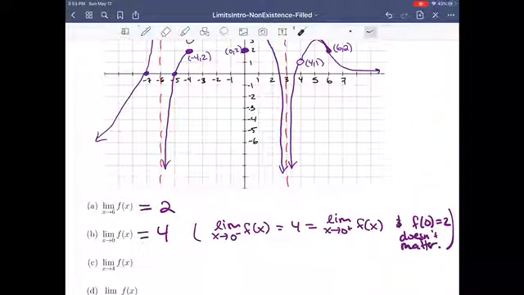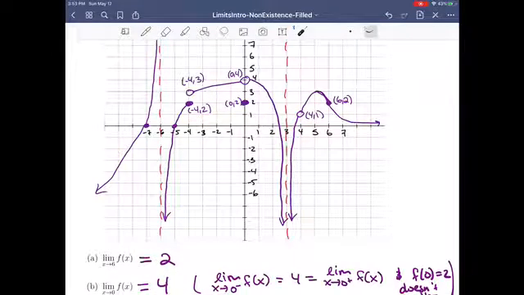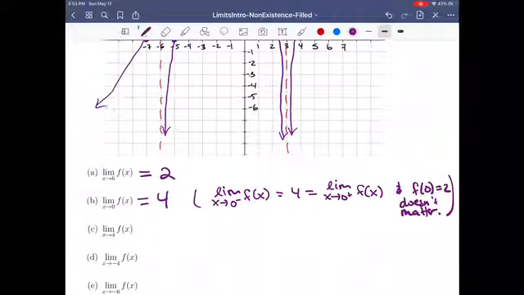Okay, the next one is at x equals 4. So it's similar to the last one, except now 4 is not in the domain, right? So there's no point when x is 4. This doesn't change anything because remember, we don't care what happens at 4. We only care about near 4. Okay, so near 4, we're going to be approaching the y value 1. So this limit is going to be 1.